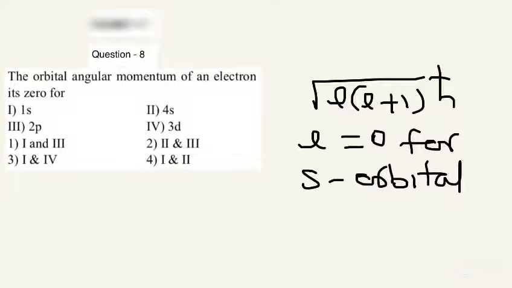The next concept is related to orbital angular momentum. How can we find orbital angular momentum? That is equal to square root of L into L plus 1 into h cross, where h cross means h by 2 pi. When L value is equal to 0, the orbital angular momentum will be 0. L value is 0 for s orbital. So wherever s orbitals are there, the orbital angular momentum will be 0. So options 1 and 3 will come, and 1 and 3 means the first option will be the answer.